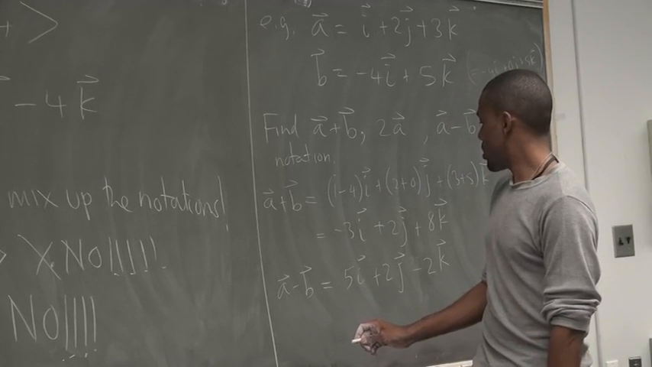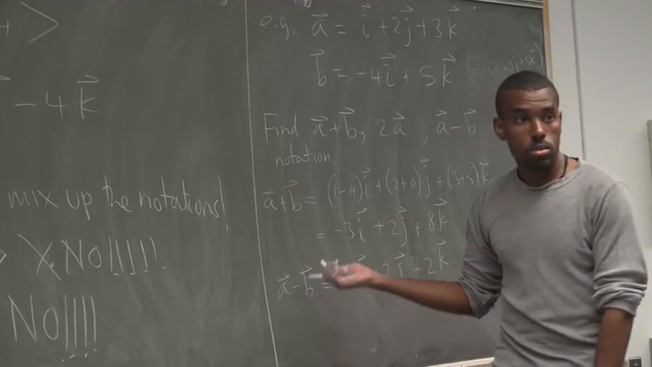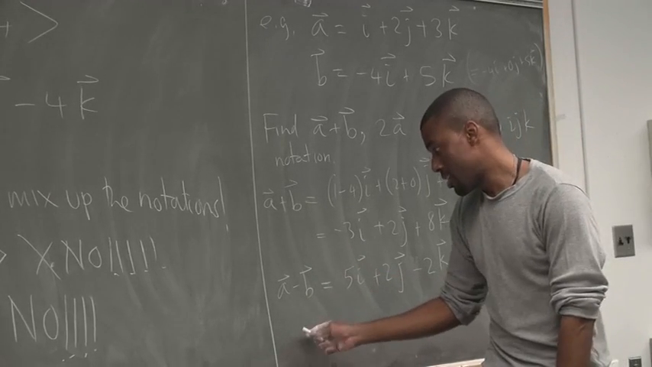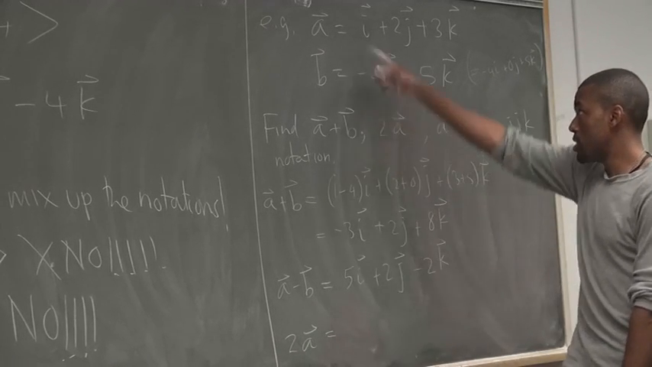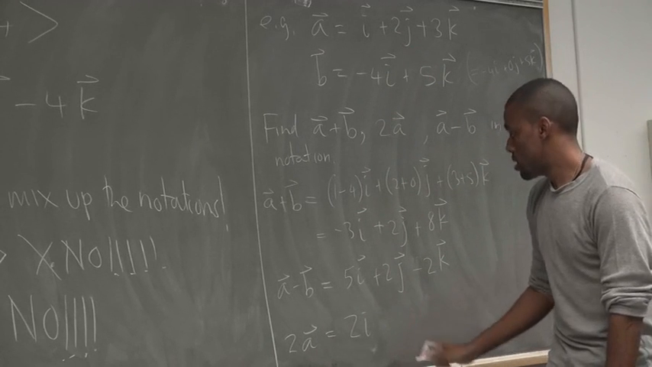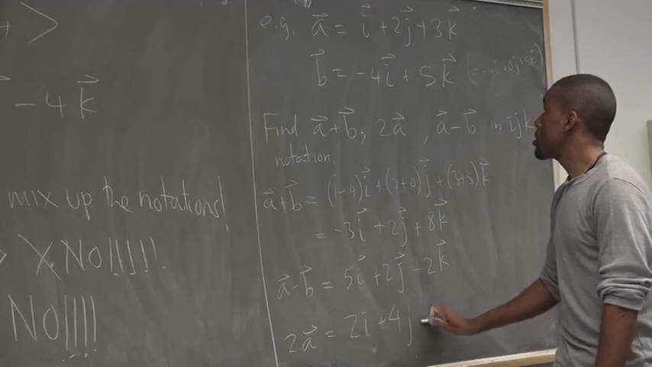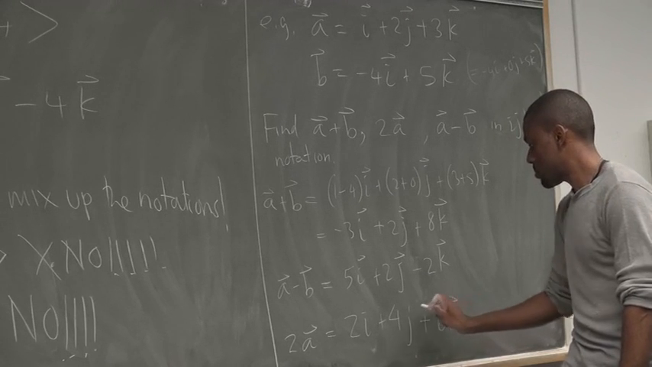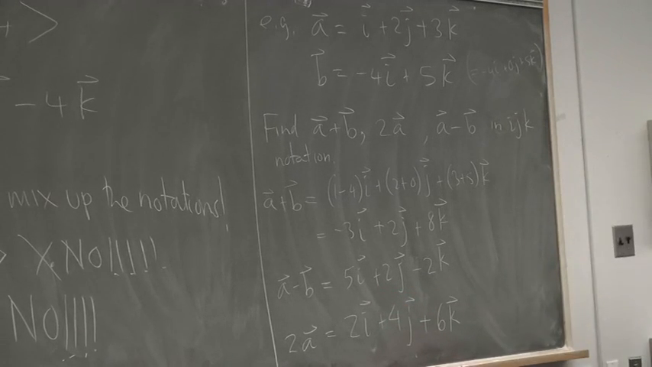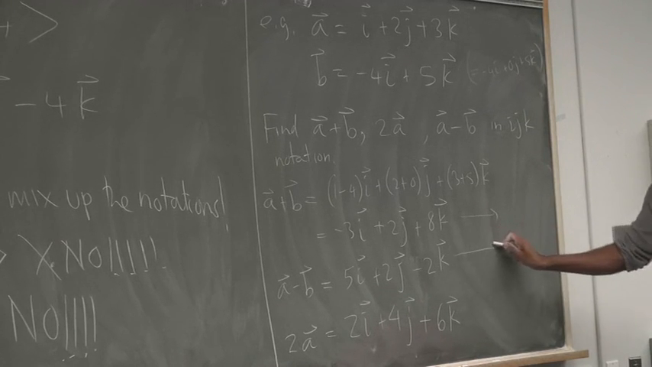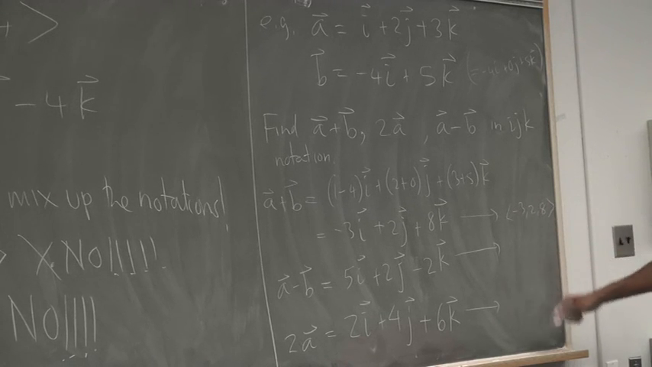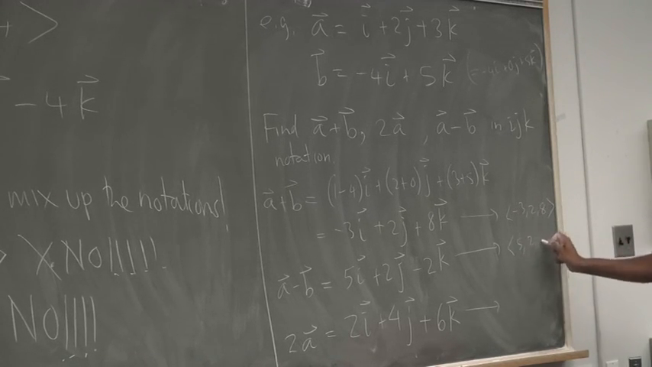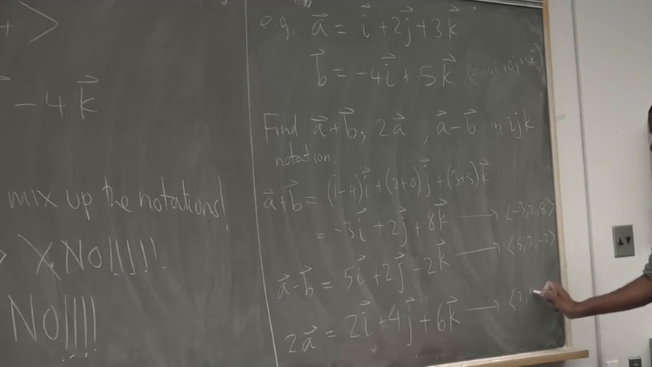These are the same as we had in the last example. It's just alternate notation. That's really all it is. It's not going to be any different. So 2a is, as you would expect, you just double all the components here. So that's 2i plus 4j plus 6k. And you can notice that this coincides with what we did before. This is minus 3, 2, 8. This is 5, 2, minus 2. This is 2, 4, 6, which corresponds to our previous answers.